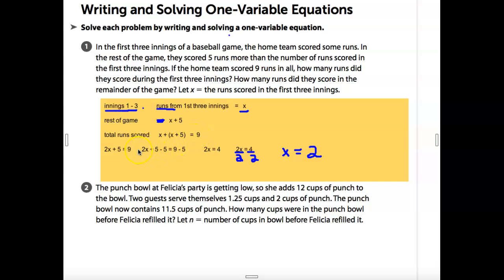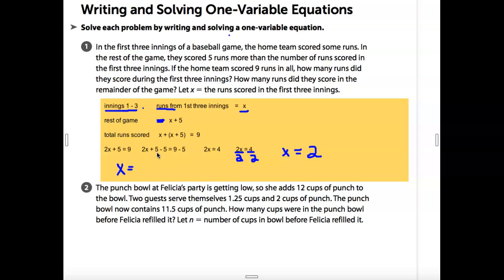All right, so we're going to combine terms. X plus X is 2X plus 5 equals 9. We're not doing the distributive property right now because this is not multiplication, this is addition. So 2x plus 5 equals 9. What we have to do is get x all by itself, so we have to do some work first.